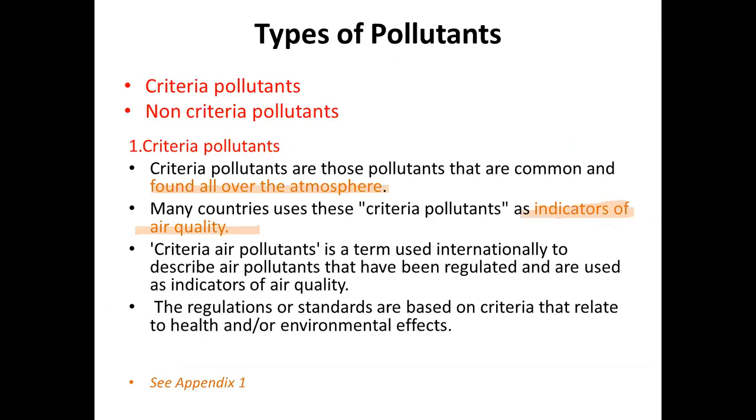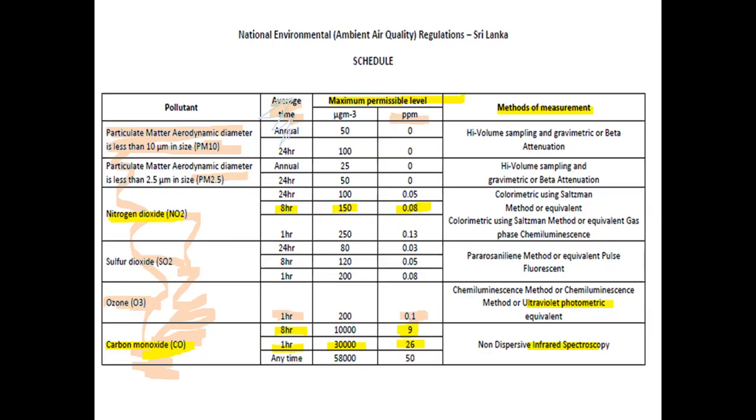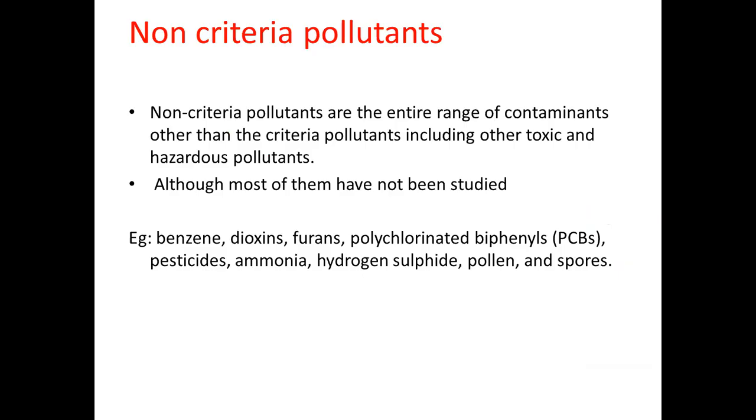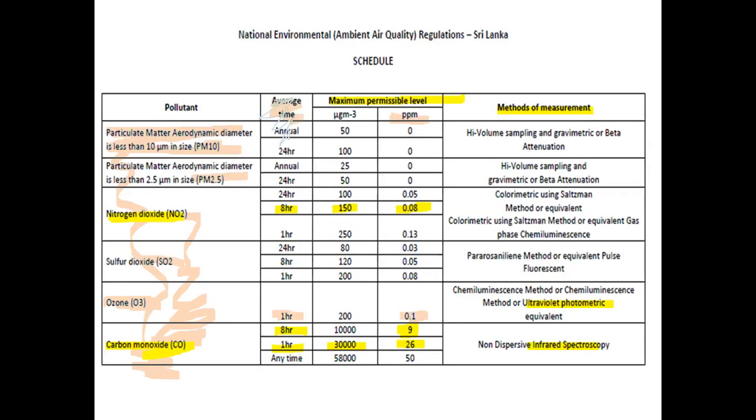Then the other type of air pollutant is non-criteria air pollutants. Those are not used to prepare the standards and regulations for countries. Non-criteria pollutants are the entire range of contaminants other than the criteria pollutants. In our country, these are the criteria pollutants included in the ambient air quality regulation: carbon monoxide, ozone, SO2, NO2, and PM10 and PM2.5.